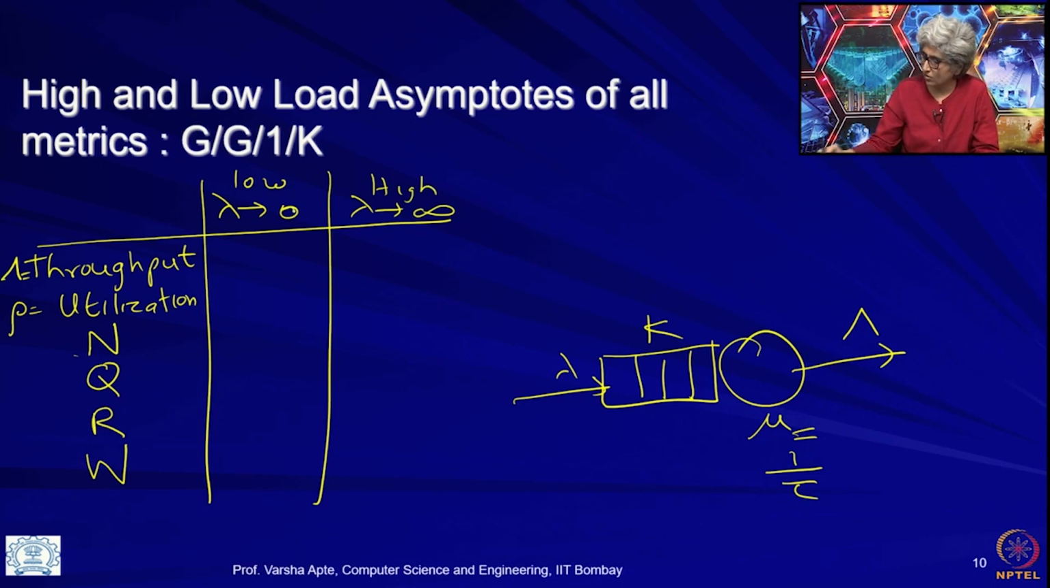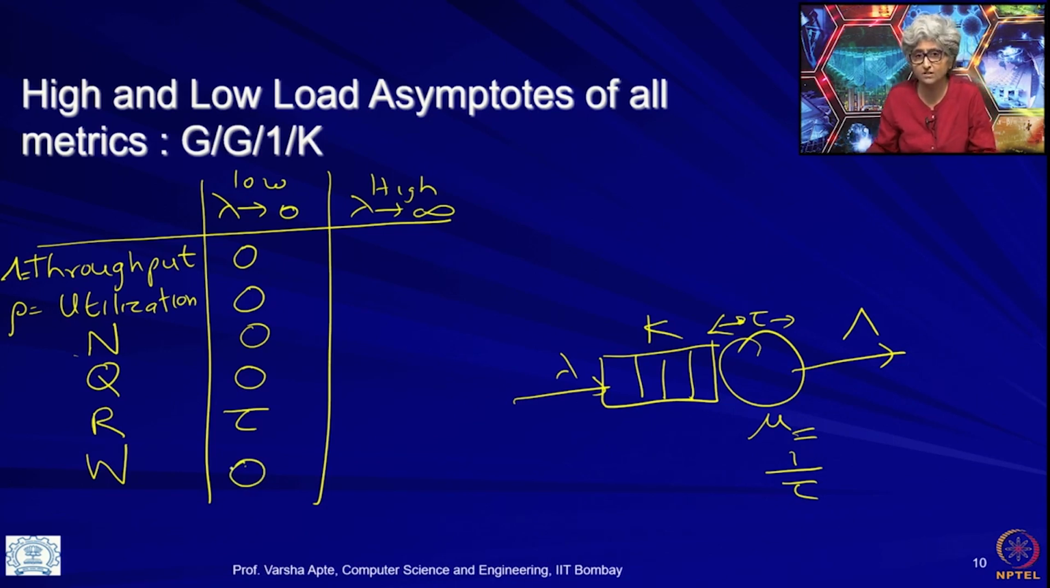So, lambda going to 0, I think with a little bit of thinking you can conclude that it is not going to be very different. Finite or infinite buffer actually makes no difference for lambda going to 0. So, throughput will be 0, utilization will be 0, number in system 0, number in queue 0, response time again does not matter, finite buffer, infinite buffer. If the request comes into the system, it has to spend tau amount of time in service. So, this is tau and waiting time again is 0.